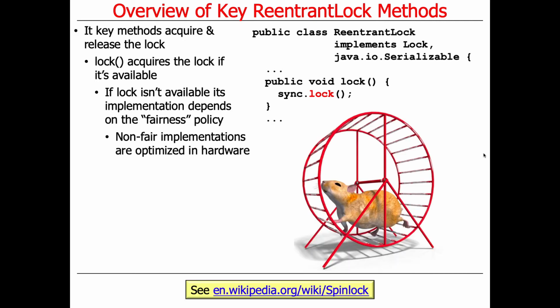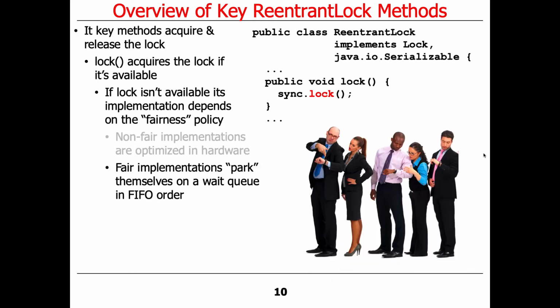So if you have a non-fair implementation, either the default or false passed to the constructor, that will be optimized in hardware. And it'll actually use a little kind of spin lock: check to see whether or not it can get the lock, and if not, it'll basically spin. So that's how things work for the non-fair policy. It tries to get the lock. Fair implementations will just park themselves on a wait queue and wait in FIFO order for their turn to get the lock. So they get stuck on a queue.